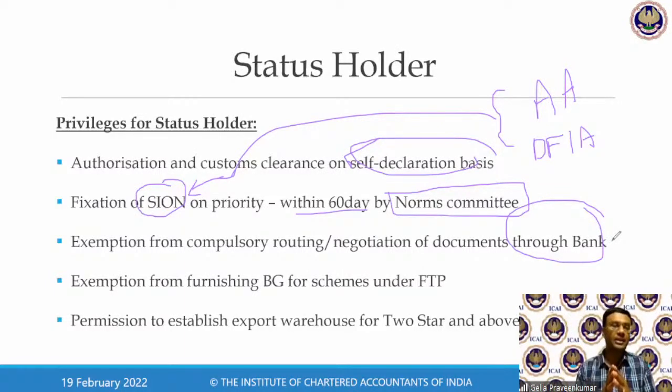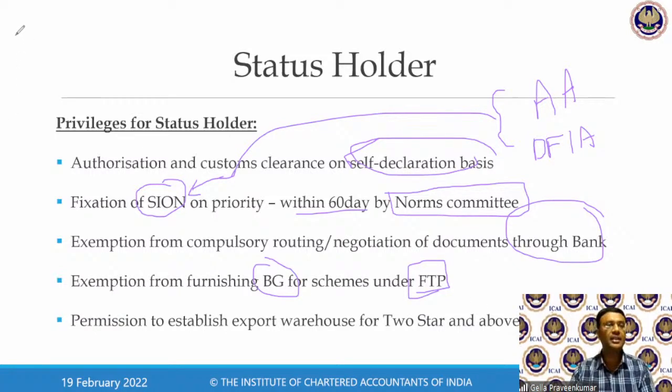Now, what they have done, look, if you're a status holder, I'll get away with all these formalities from the bank. Rather, you yourself can do a self-declaration mode. You can get into international trade. Then, furnishing of a bank guarantee. Now, this is a very important aspect under foreign trade policy.